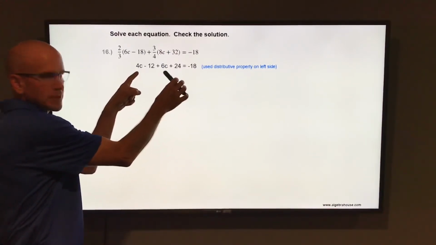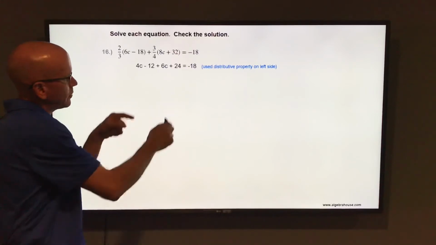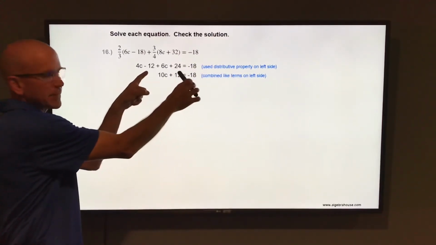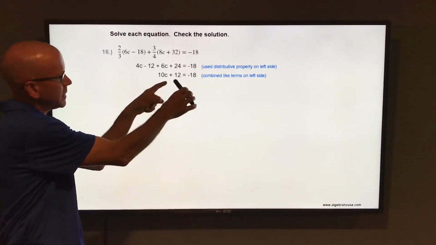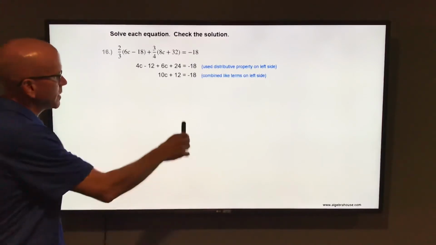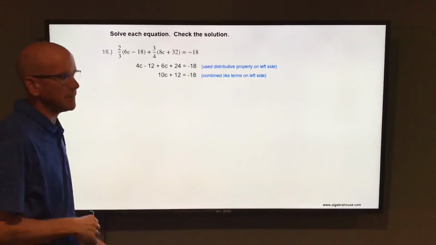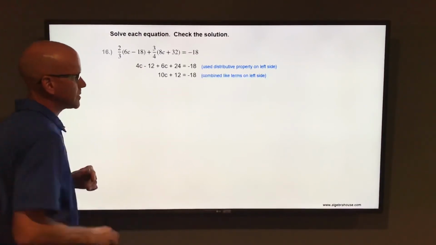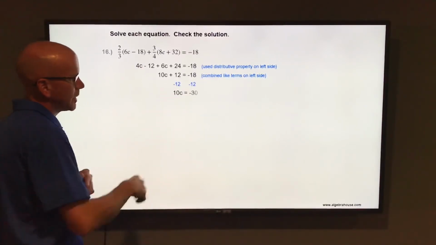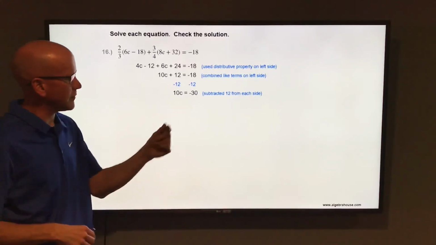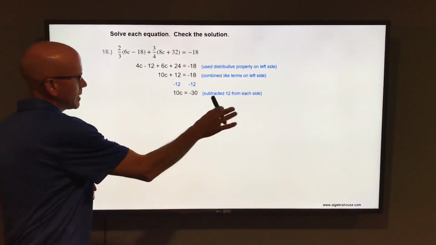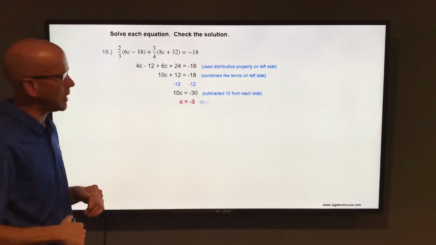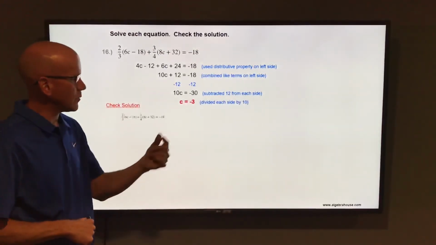Back to the left side. Combine the like terms. 4c and 6c, if you combine those, it's 10c. Also negative 12 and 24, if you combine those, that is positive 12. So you have 10c plus 12 equals negative 18. To isolate the variable, to get the c by itself, move the 12 to the right side by subtracting 12 from each side. You get 10c equals negative 30. And then we need to move the 10 to the right side by dividing each side by 10. And we end up with c equals negative 3.